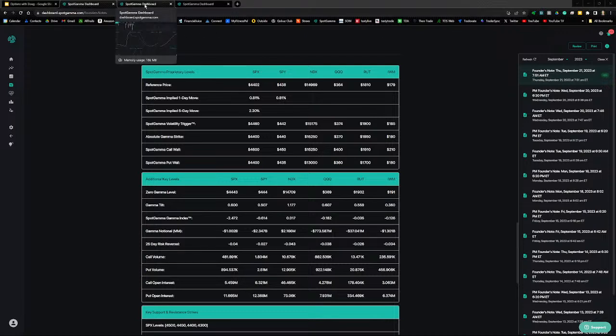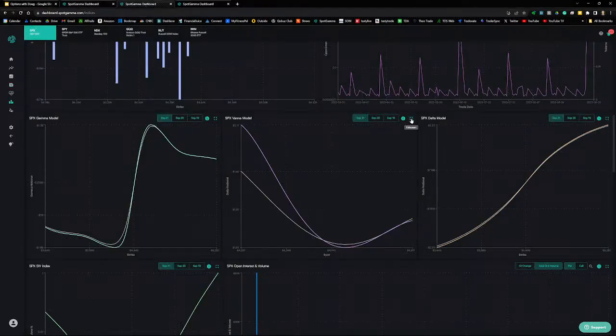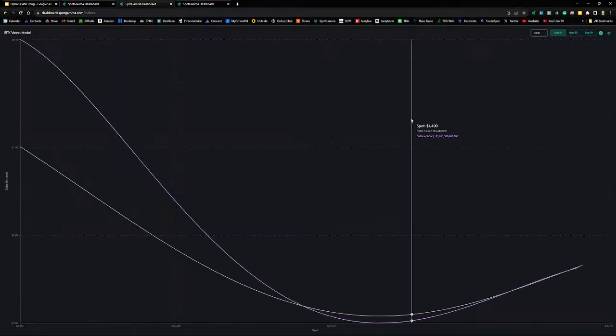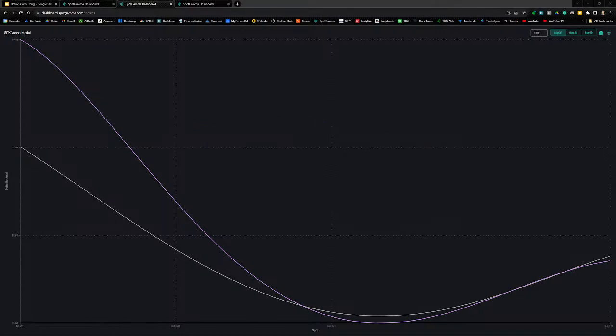So let's take a look at the Vanna model now. This will be a visual representation of what that means and the consequence of a negative gamma environment. What this chart is showing is market maker's delta notional, or delta exposure, and how that changes with price. Delta notional is shown on the vertical axis, price on the horizontal axis.